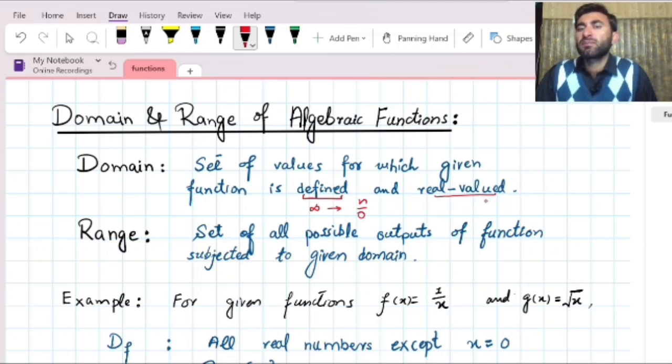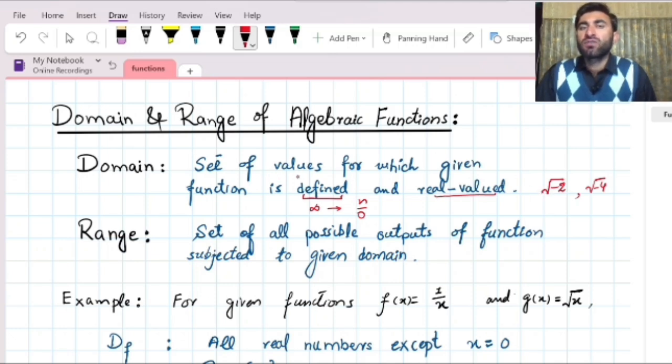And what are the complex valued functions? Those functions where negative numbers appear in the square root, like square root of -2 is not real valued, square root of -4 is not real valued, and so on. Any negative number under a square root will not be considered real valued.